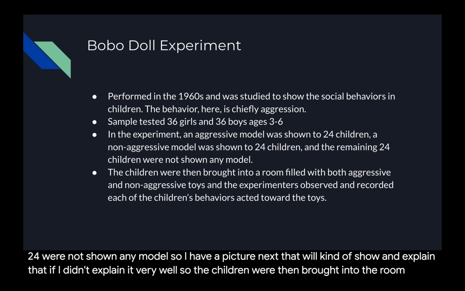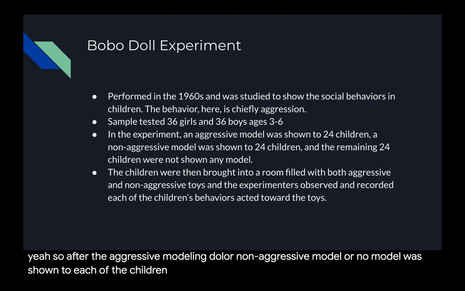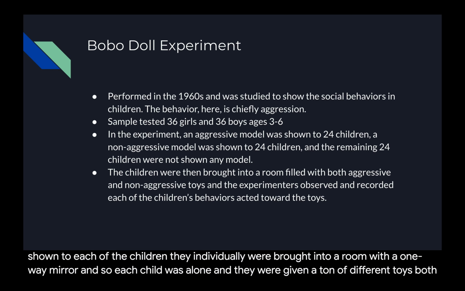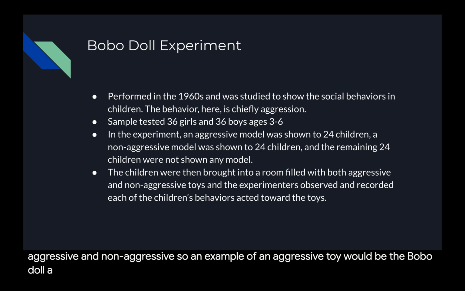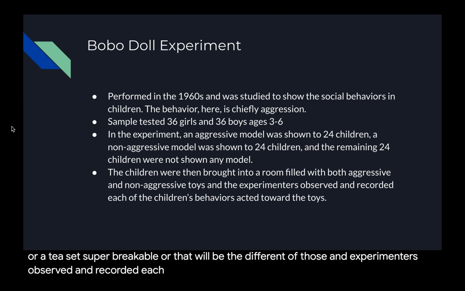After the aggressive model or non-aggressive model or no model was shown to each of the children, they individually were brought into a room with a one-way mirror. Each child was alone and they were given a ton of different toys, both aggressive and non-aggressive. An example of an aggressive toy would be the Bobo doll, and an example of a non-aggressive toy would be stuffed teddy bears or a tea set, super breakable. So those would be the differences. And the experimenters observed and recorded each of the children's behaviors of how they acted towards each of the toys.